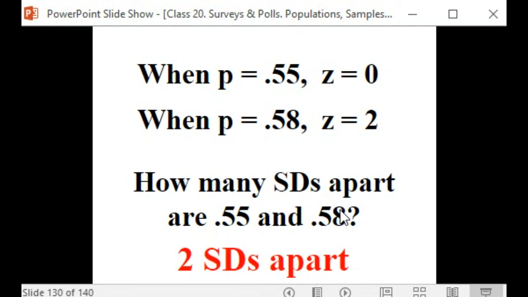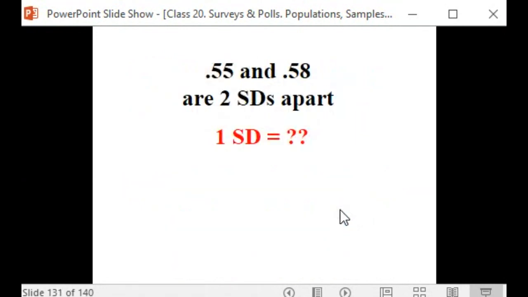0.55 and 0.58 are equivalent to z-scores of 0 and 2, so 0.55 and 0.58 must be 2 standard deviations apart. So now we're ready for my final question. We figured that these 2 scores, 0.55 and 0.58, are 2 standard deviations apart. So now the question is, what is 1 standard deviation equal to? I'll give you a second to think about it.